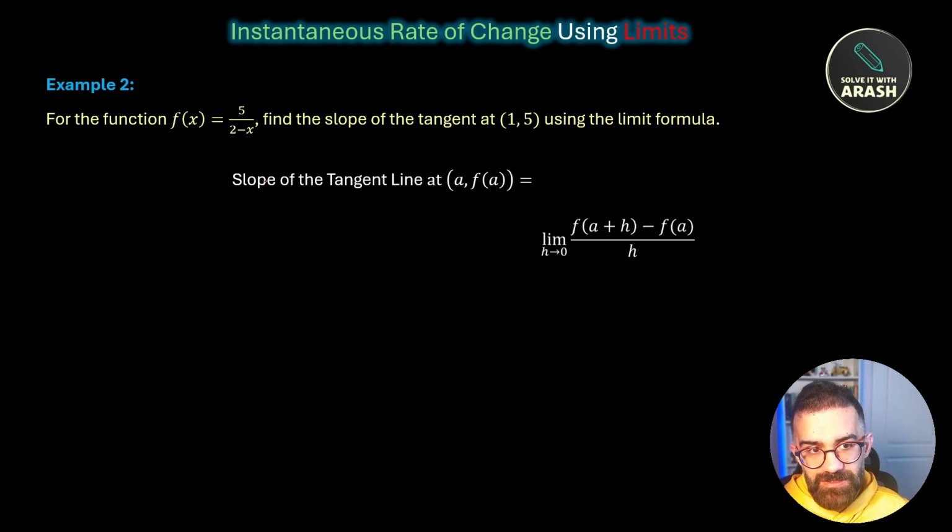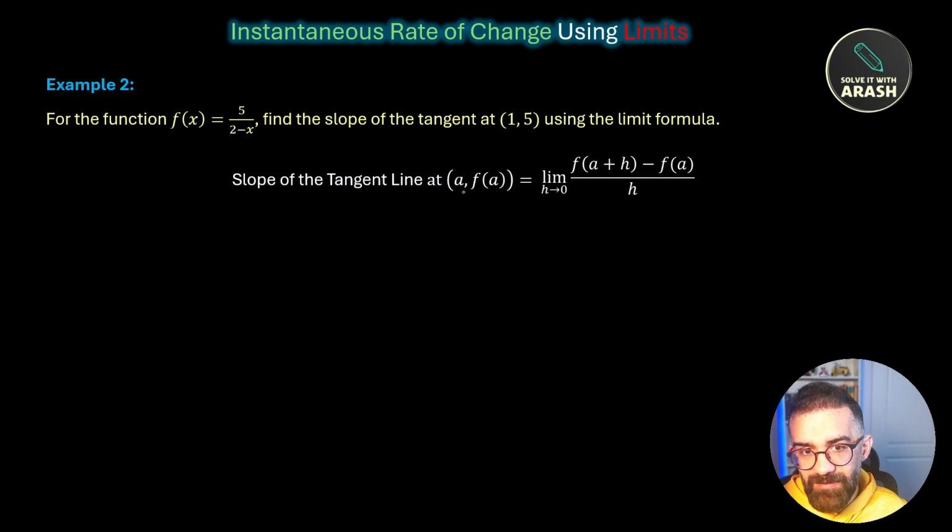Using this definition, the slope of the tangent line at point A in f of a is equal to the limit of f of a plus h minus f of a over h as h approaches 0. Please note that this is exactly the same formula that we used previously, but now instead of x, I use a. We basically replace x with a. So now I need to find f of a plus h and f of a, find their difference and divide by h, and then find the limit. And in this case, a is 1.